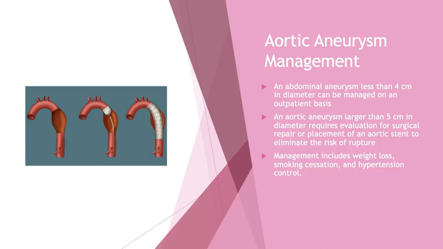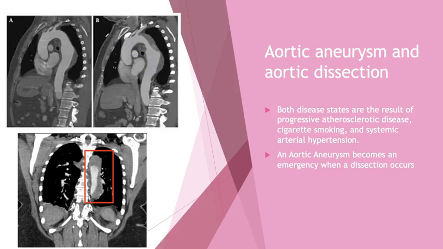If it's less than 4 centimeters, it could typically be managed on an outpatient basis: quit smoking, get good medical control of hypertension, and also get the patients on a statin to control their plaque issues. Larger than 5 usually is a surgical repair or placement of an aortic stent to prevent the risk of rupture. They also want to encourage weight loss, smoking cessation, and, as I said, hypertension control.